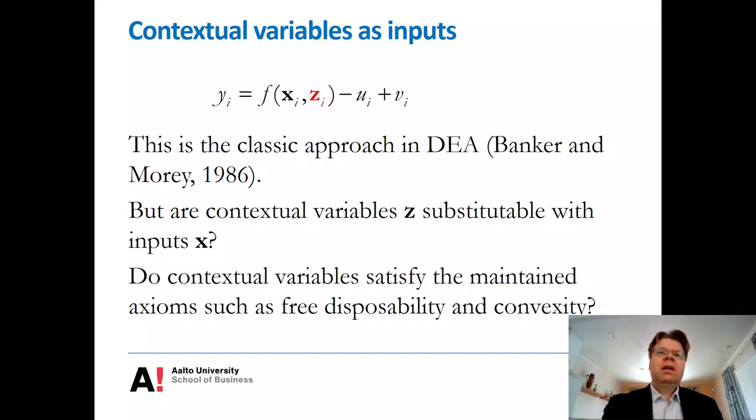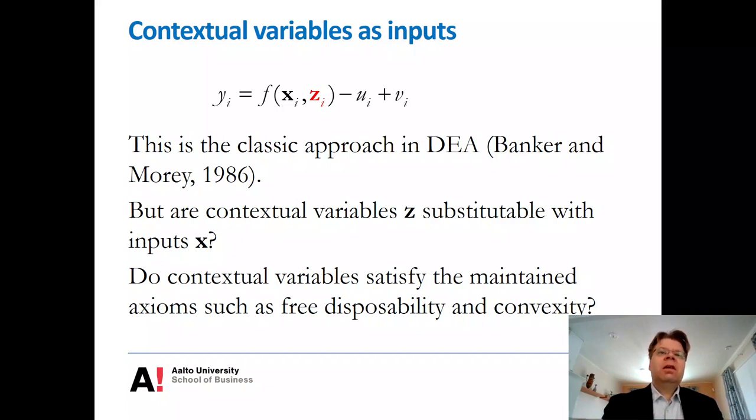So the classic DEA approach actually would be to model the Z variables as if they were inputs. This is what the paper by Banker and Morey from 1986 is doing. They refer to these Z variables as non-discretionary inputs.